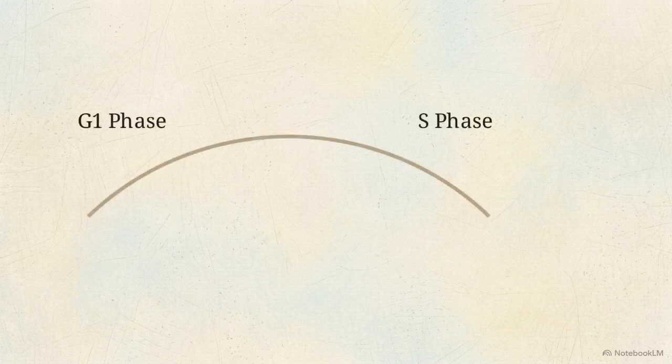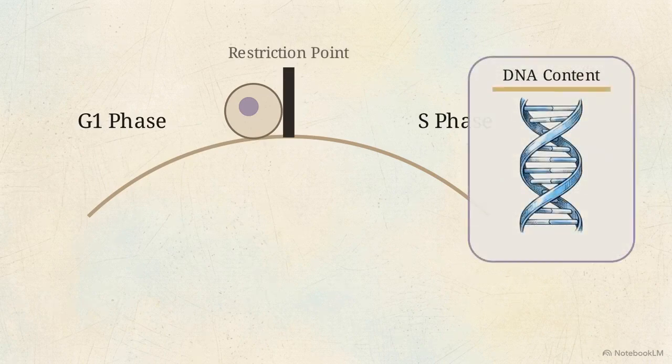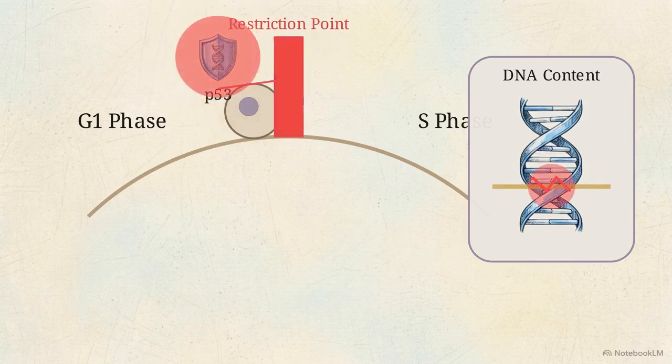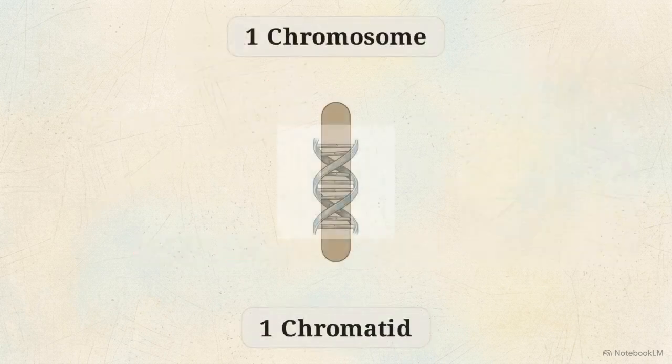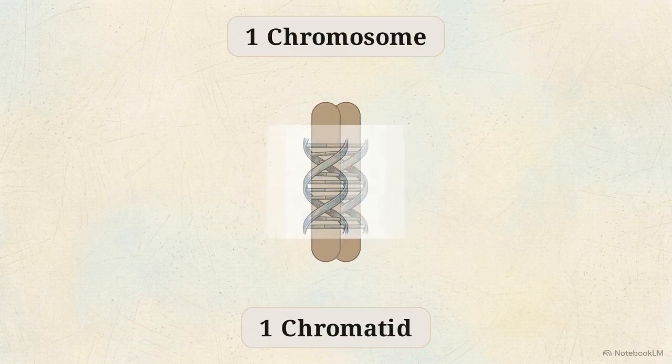The transition from G1 to the S phase is governed by a strict restriction point. The cell must verify that its DNA is undamaged before it commits the energy to replicate its entire genome. The primary enforcer at this checkpoint is the tumor suppressor protein p53. If it detects structural damage in the DNA, p53 arrests the cell cycle entirely until repairs can be made. Once cleared for synthesis, the cell duplicates its genetic material.